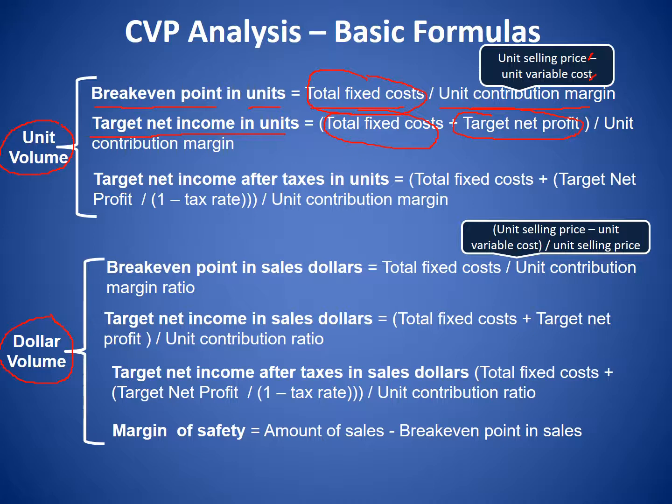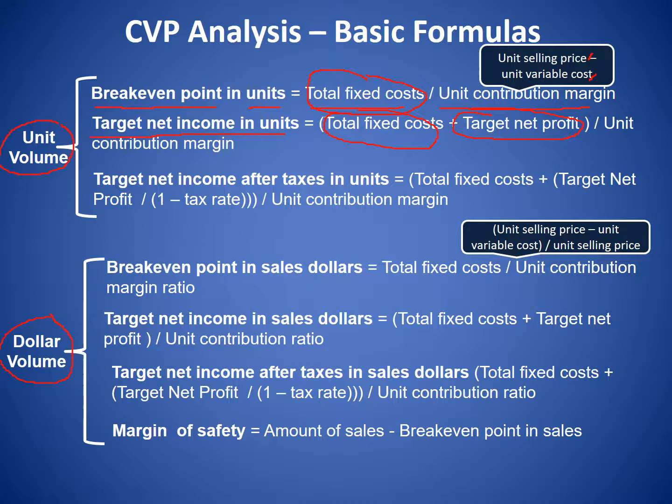Again, if we recall, our unit contribution margin is the amount that remains that covers our fixed cost, then our net profit. So we take our total fixed cost plus our target net income and we divide it by our unit contribution margin, and we get the number of units it's going to take to achieve that target net income.